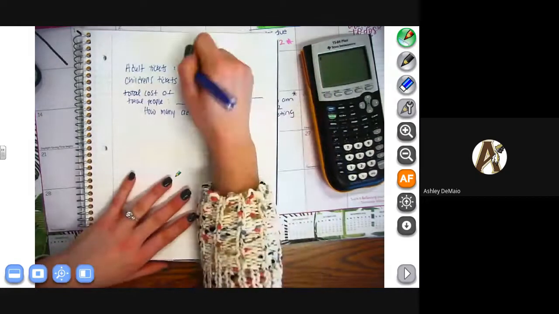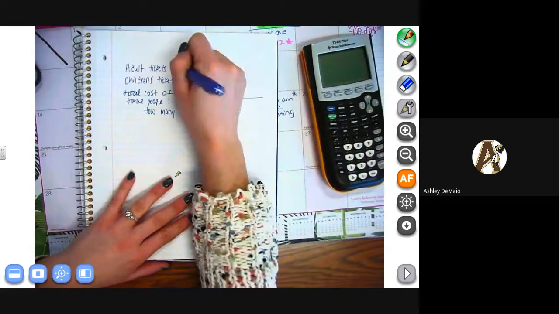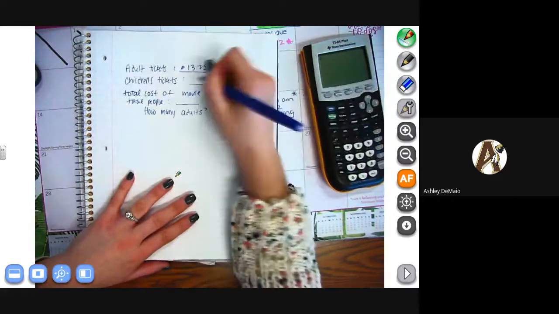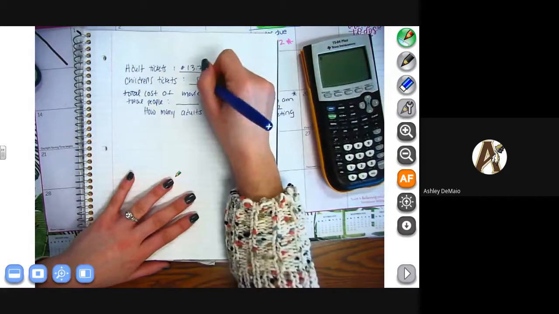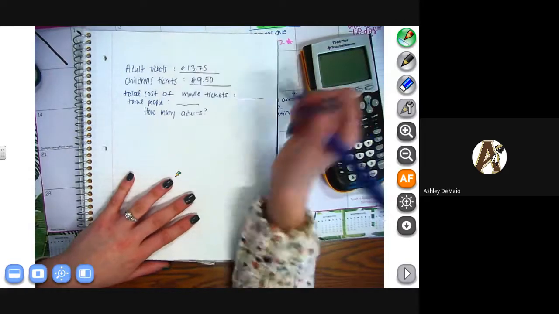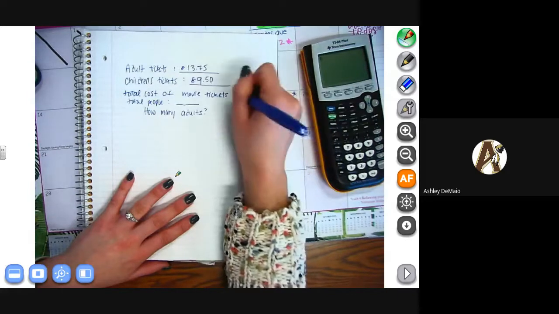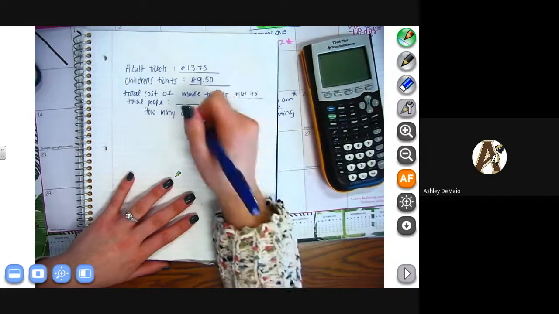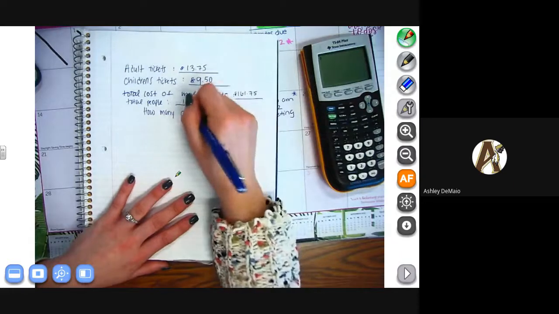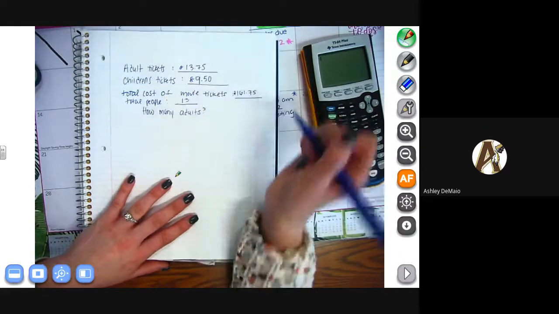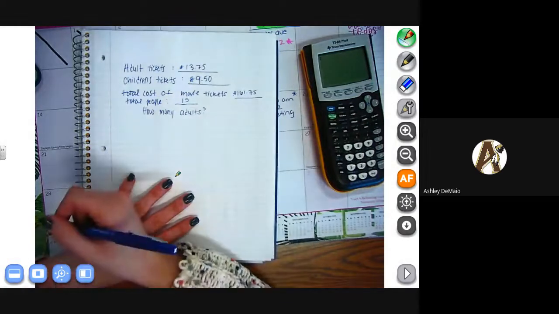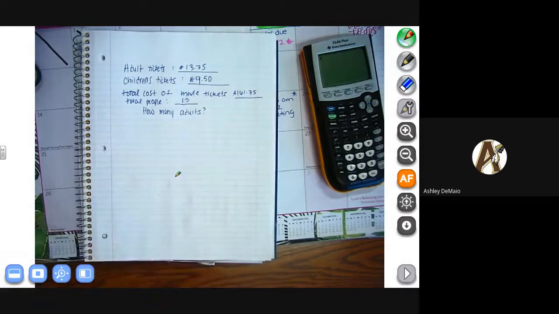It said that adult tickets cost $13.75. Children's tickets cost $9.50, and this is all in the paragraph that it gives you. The total cost of movie tickets is $161.75. Okay, and then it says there's a total of 13 people, and that includes adults and children. What it wants you to find is how many adults there are. So we need to set up a system of equations here so that we can solve for the number of adults and the number of children.